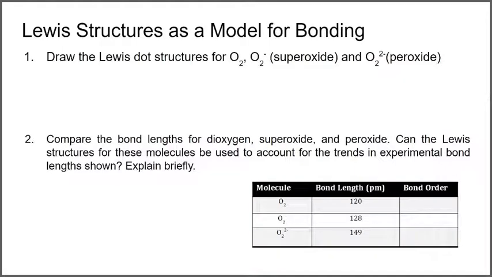So probably the first model of bonding that you ever learned about was the Lewis structure. So let's think about that with respect to oxygen, superoxide, and peroxide, three different dioxygen species. So the first question says to draw the Lewis structure for these. And so you remember how to draw a Lewis structure, right?